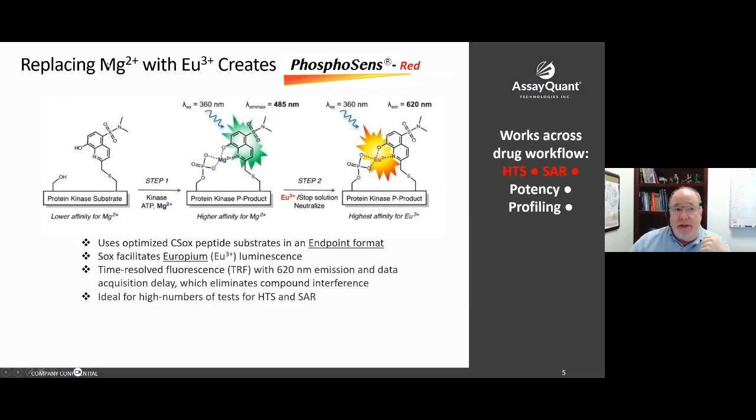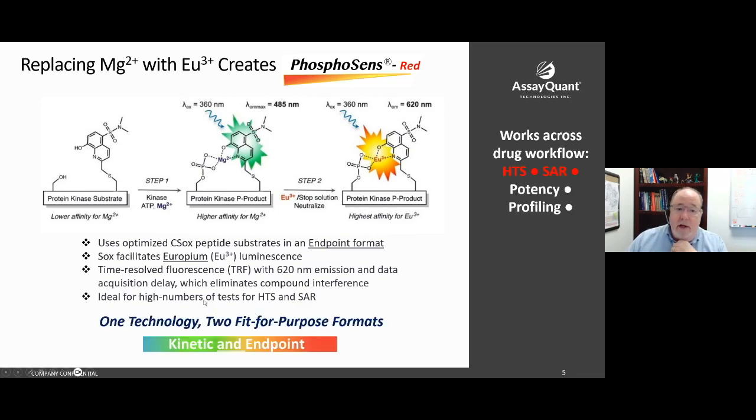In addition to doing your reaction with magnesium, if you add europium, you now have an endpoint assay. What's more, you're doing the reaction with magnesium to get this continuous read, and adding in europium actually redshifts the assay and introduces time resolved fluorescence. The advantage being any compounds that may fluorescently interfere, this does a great job of eliminating those from your reads here. So I show this just to say that we actually have two formats here, a continuous assay format, and then if you spike in europium, an endpoint assay.